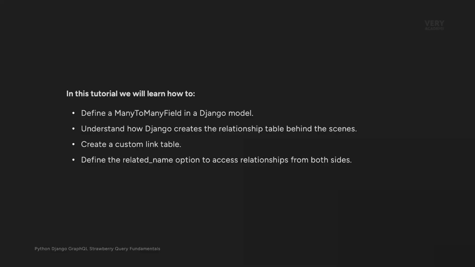In this tutorial, we're going to take a look at how to define many-to-many relationships in our Django model. This type of relationship is useful when you need to connect multiple items from one model to multiple items in another. So our primary goal here is to understand how to set up a many-to-many relationship, including a custom link table between two Django models.